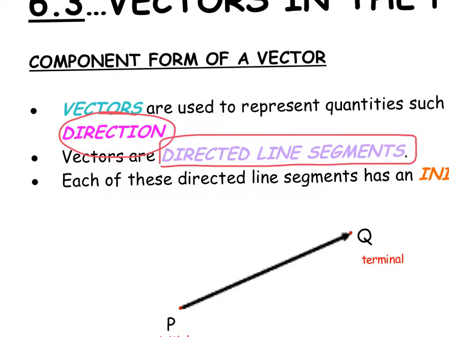Vectors are represented as line segments with an arrow. Now, in geometry, when we draw a ray like this, what does the arrow mean? It goes on forever. So in geometry, it means infinite, okay? This is not geometry, this is physics in this case. This does not imply it keeps going. This means direction.